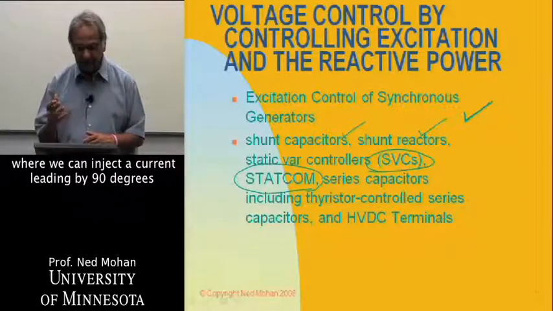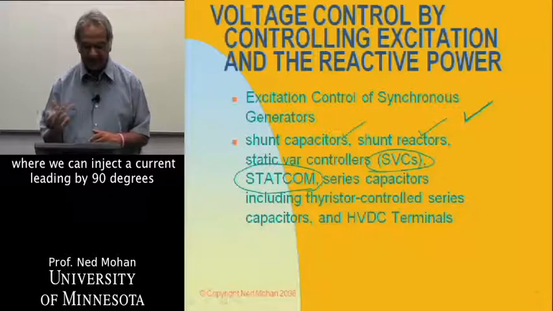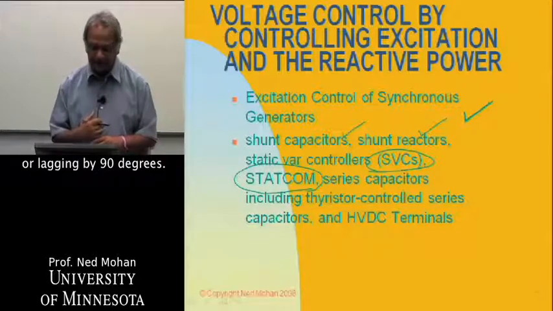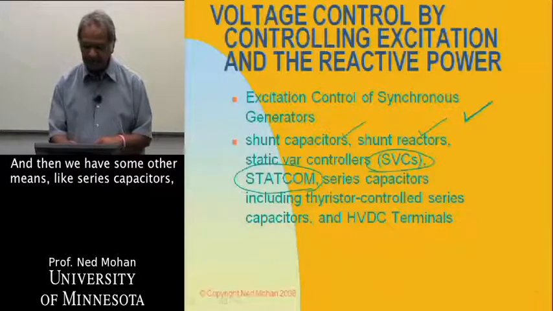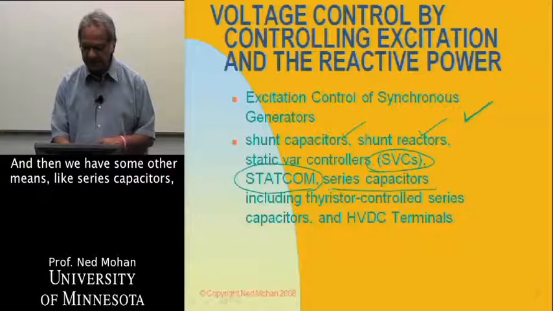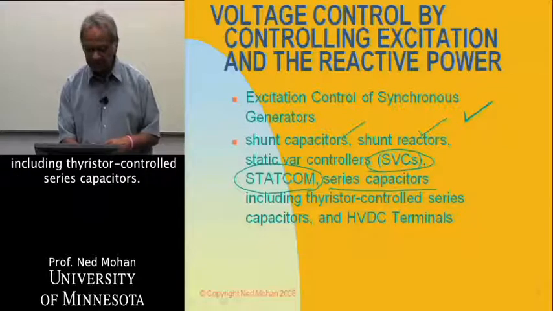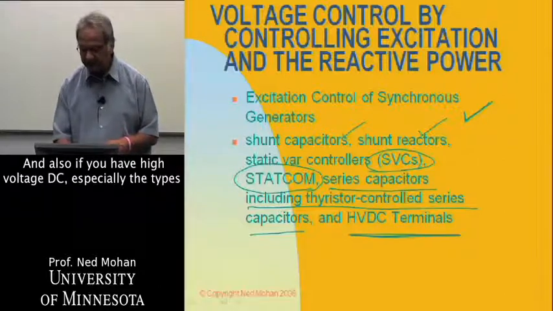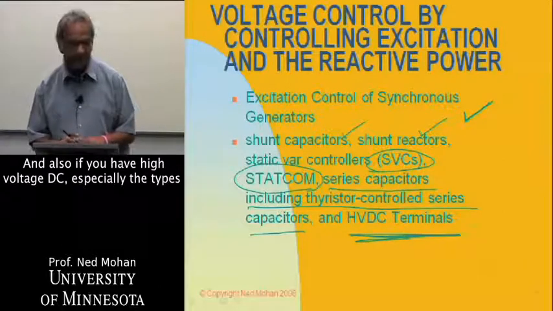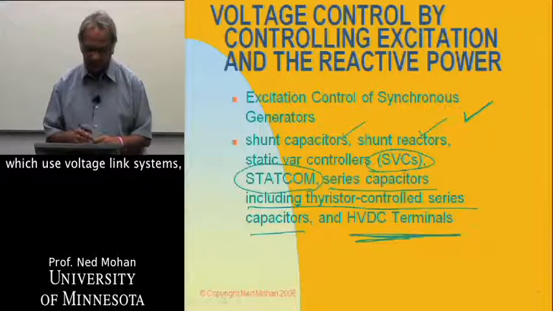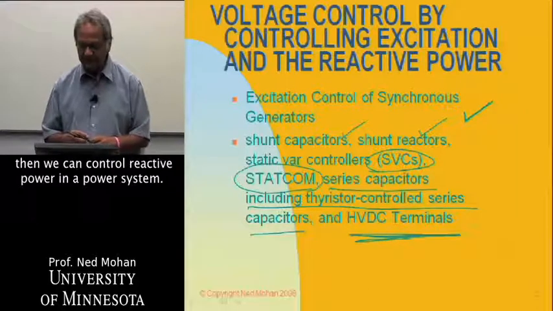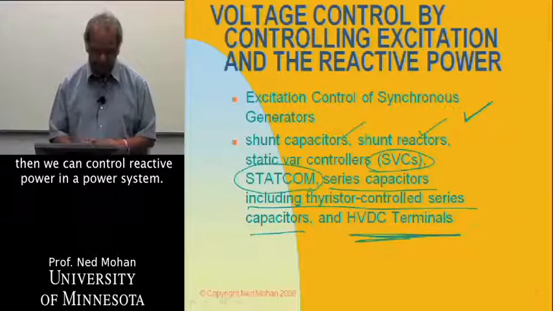where you can supply injected current leading by 90 degrees or lagging by 90 degrees. And then we have some other means like series capacitors, including thyristor-controlled series capacitors. And also if you have high voltage DC, especially the types which use voltage link systems, then we can control reactive power in a power system.